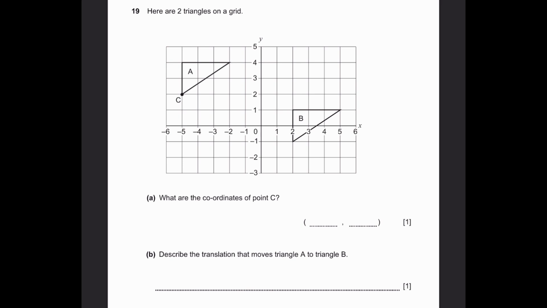Question 19. Here are two triangles on the grid. A, what are the coordinates of point C over here? So x value is -5, y value is 2. So coordinates are -5, 2.